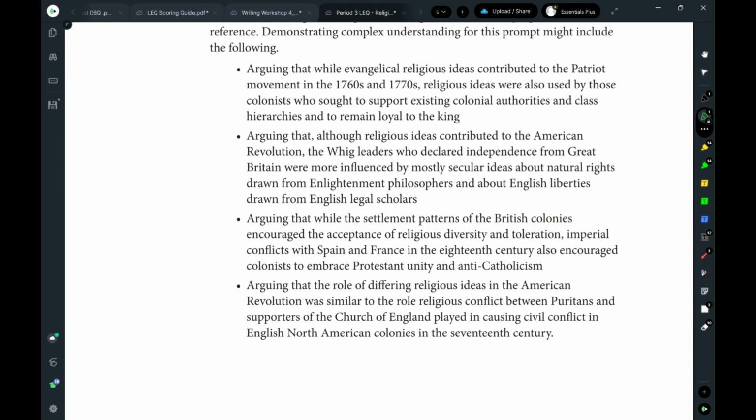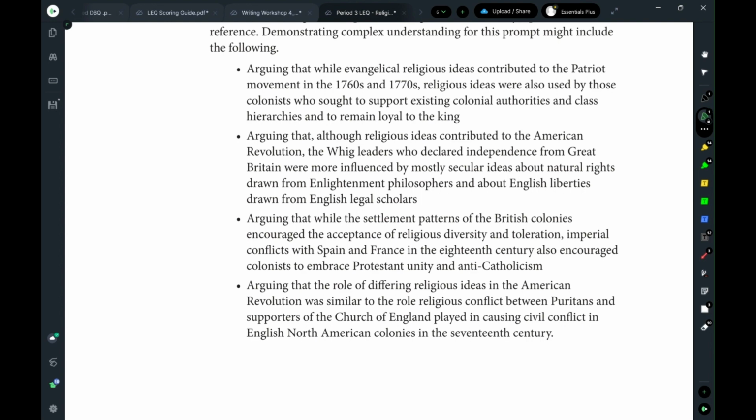You could say, although religious ideas contributed to the American Revolution, the Whig leaders who declared independence from Great Britain were more influenced by mostly secular ideas. So you could say it had a big impact, but not as much of an impact as these secular ideas about natural rights from the Enlightenment, right? That's another thing where you could disagree and maybe add that. Again, you can't get it just for this phrase or reference. You have to talk about it and explain it a little bit.